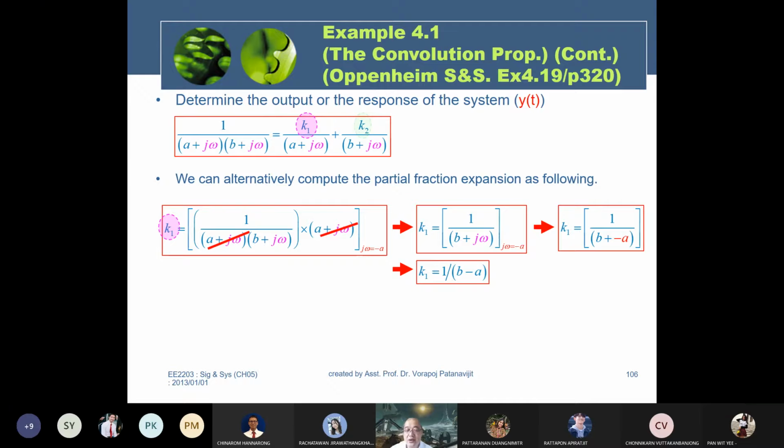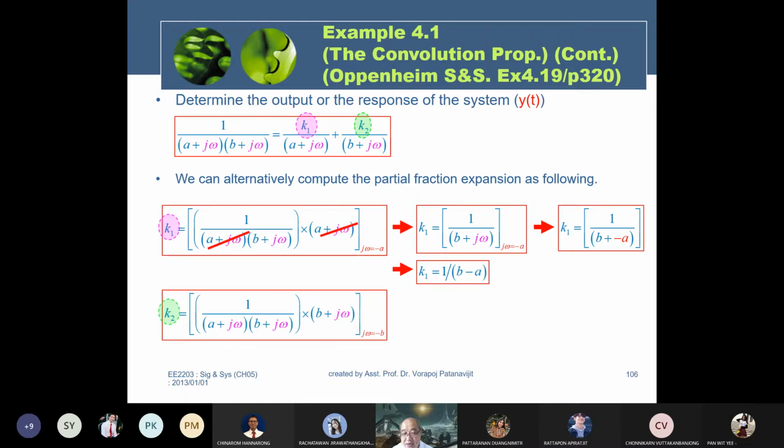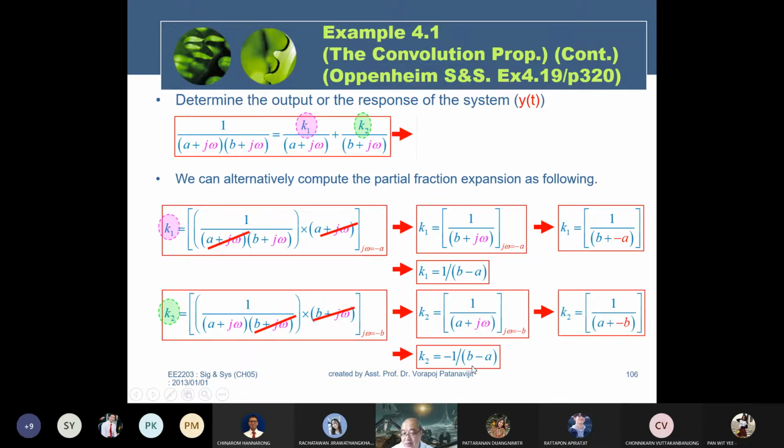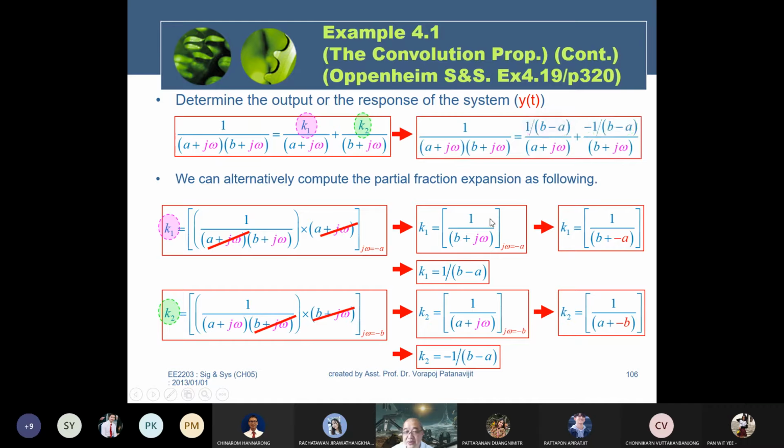Next, you determine K2 in the same manner. K2 equals the original term multiplied by B plus J omega, then substitute the pole. When you set B plus J omega equal to 0, J omega equals minus B. Substitute every J omega by minus B, and after you multiply them, you get K1 and K2. You can see that the result will be the same as the previous one.